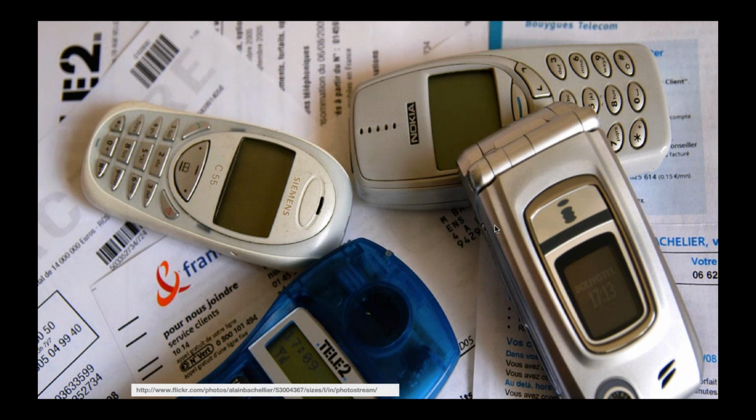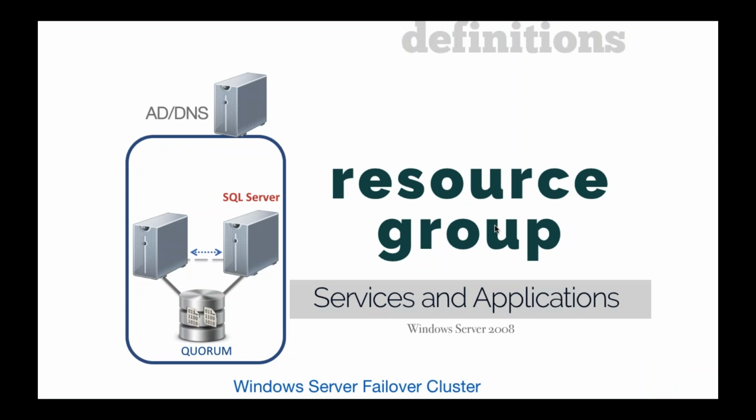Like I said, I've got a love-hate relationship about how Microsoft named resource groups, because in Windows Server 2008, Microsoft started calling them services and applications. Within the Failover Cluster Management Console, it's called services and applications. In Windows Server 2012, Microsoft called these roles. I don't really care how Microsoft calls them. I still want to call them resource groups because, again, they're basically a group of resources managed together as a unit.